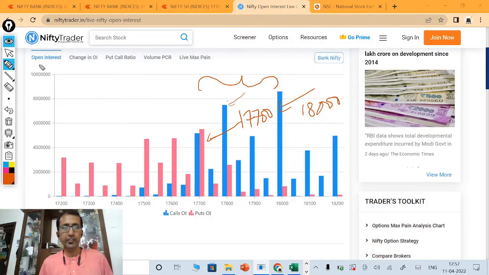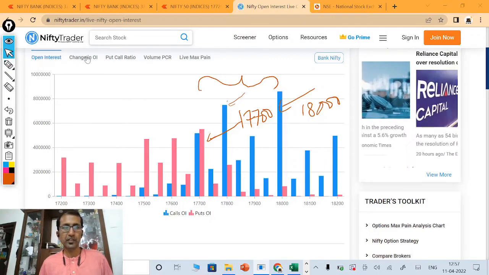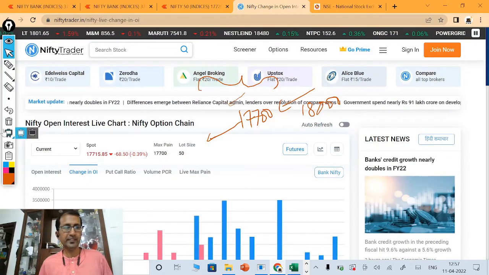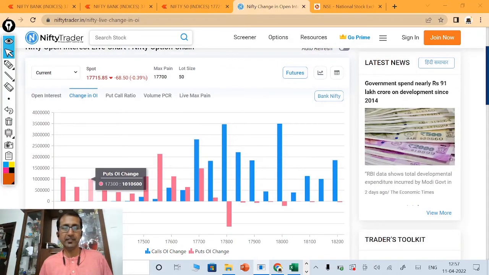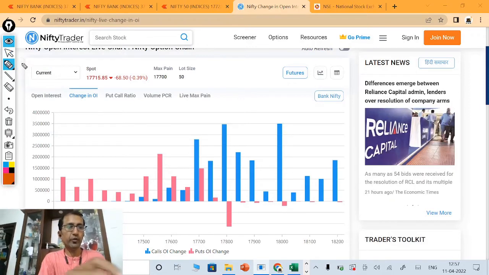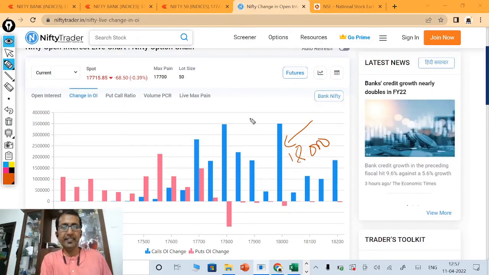Now what happened during the day? Change in the open interest positions. So what is the change you can observe? The highest change that has taken place is that people have added positions. The 18,000 call is being added, which is going to be a very stiff resistance. And even the 17,800 call is also added.